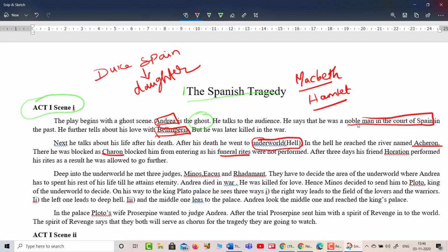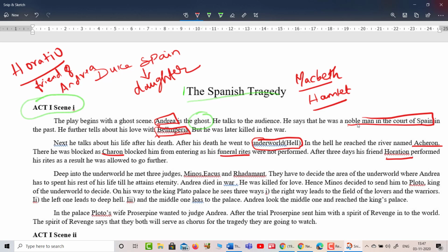But he was not permitted by Charon, and as a result, after 3 days, the friend of Andrea, Horatio, performs the funeral rites. Okay, Horatio is a friend of Andrea, and he performs the funeral rites. As a result, now the ghost of Andrea is permitted to take a bath in the river of Acheron.